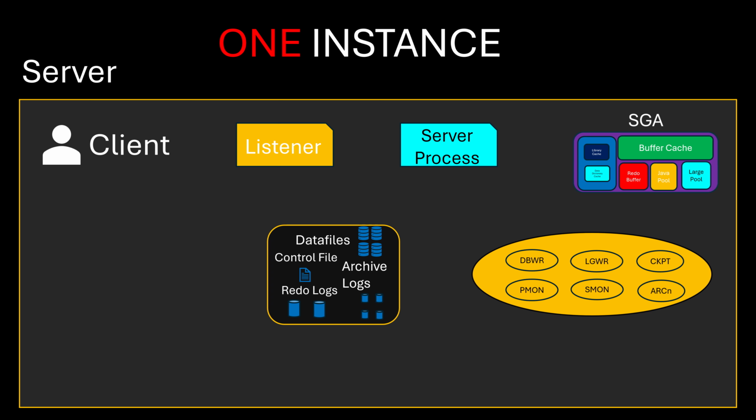This architecture is powerful, but it has limitations. We have one server, one memory structure, one buffer cache, one redo stream, one set of background processes. As workload grows, everything depends on the CPU and memory capacity of a single machine. And this is exactly where RAC begins.